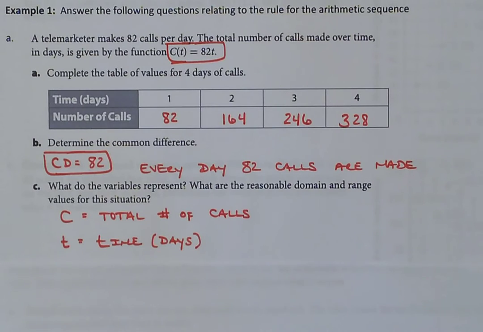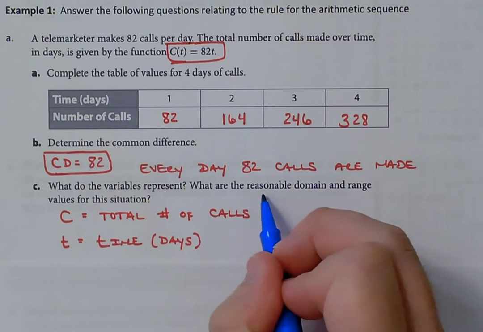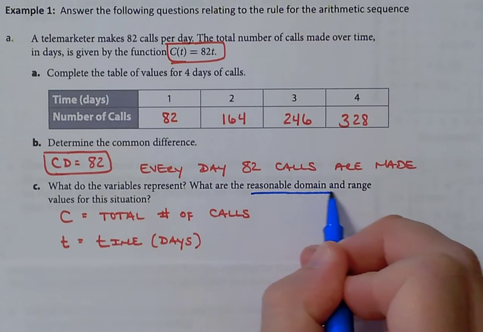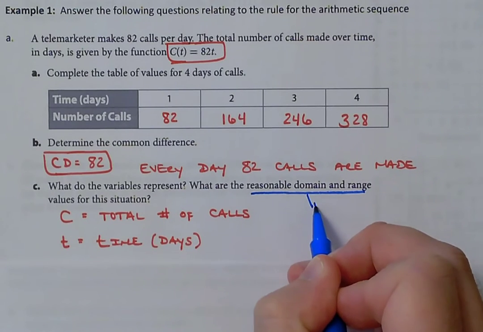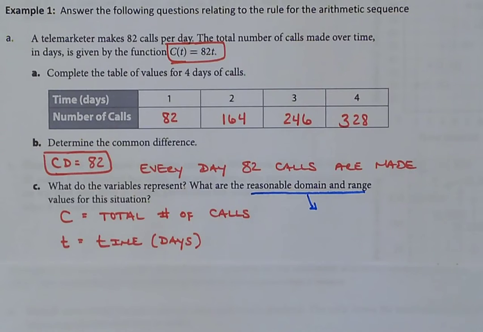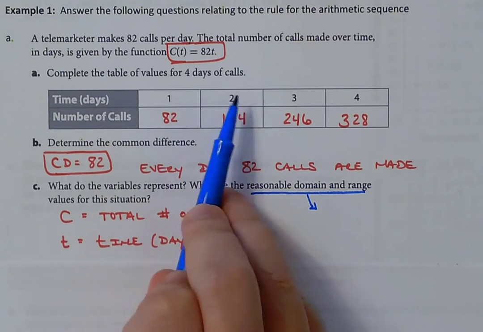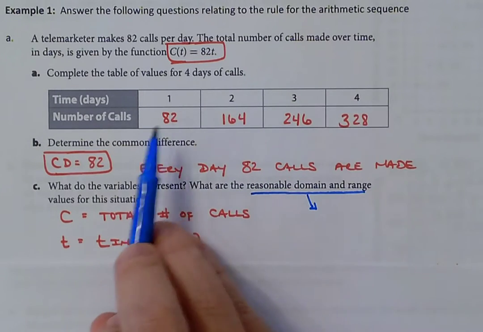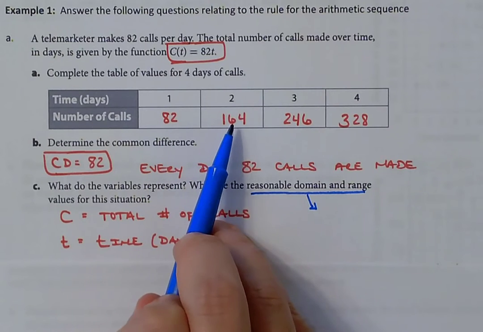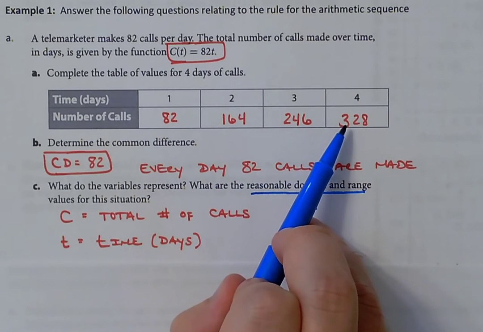All right, so I have successfully gone through and defined what my variables represent in this situation. Now, for the second part of this, it wants me to state what are reasonable domain and range values for this situation. In the past, we've gone through and listed domain and range values. Remember, domain is x, so it'd be 1, 2, 3, and 4. Range is y, so it'd be 82, 164, 246, and 328.